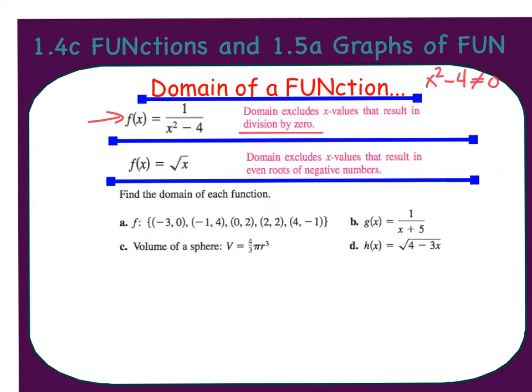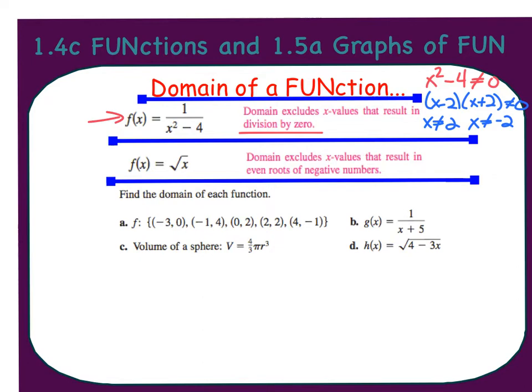Well, this one does factor. I'm going to do it by factoring. What can we factor x squared minus 4? x minus 2 and x plus 2. So that cannot equal 0. So x cannot equal 2, and x cannot equal negative 2. So those are my domain restrictions. It can be everything else except for that.